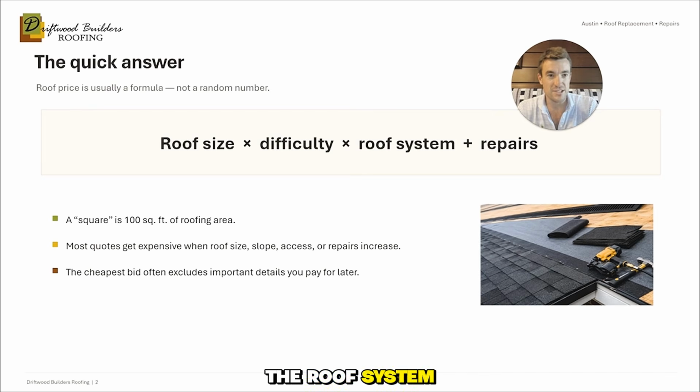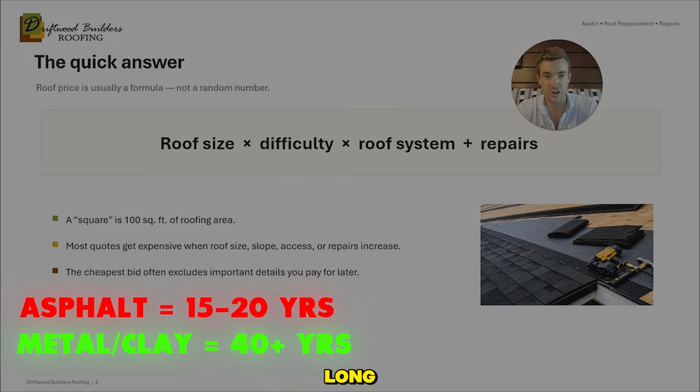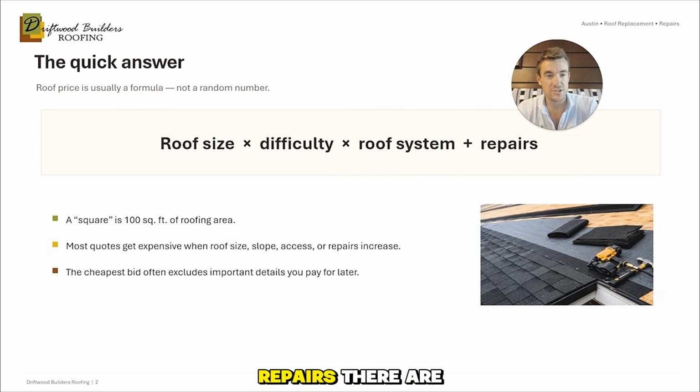And then with the roof system, there's asphalt shingle roofs, metal roofs, and clay tile roofs. At a high level, metal and clay tile roofs cost about twice as much as asphalt shingle roofs, but they also last about twice as long. And then for repairs, there are various repairs that can be added on, but the two biggest things you need to keep in mind is cost to remove extra felt paper underneath shingles and then wood decking underneath that.